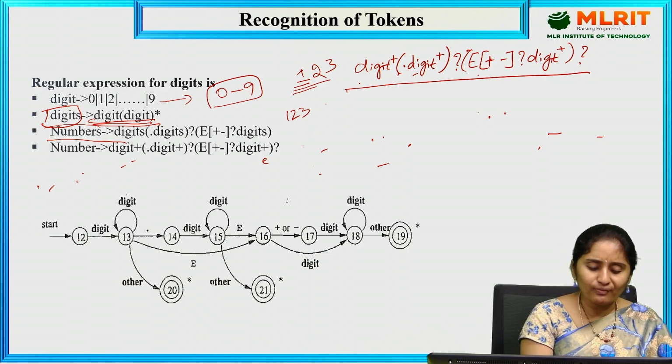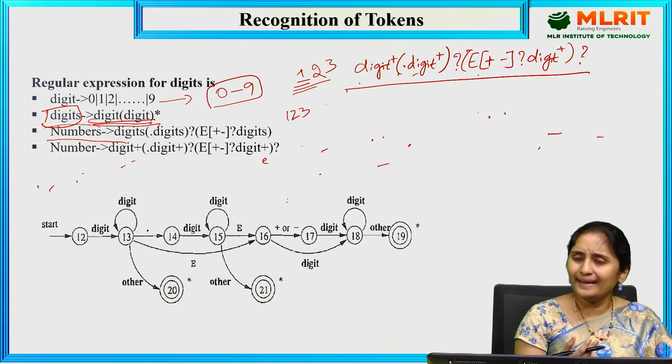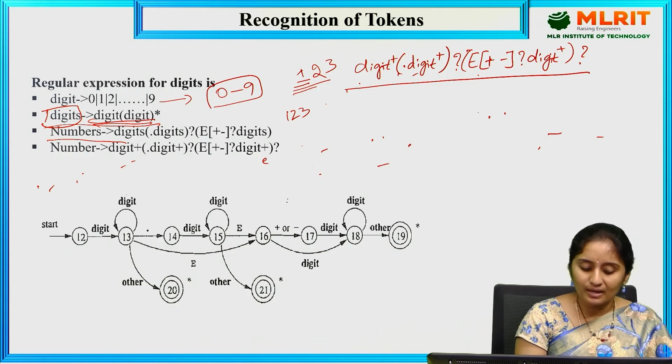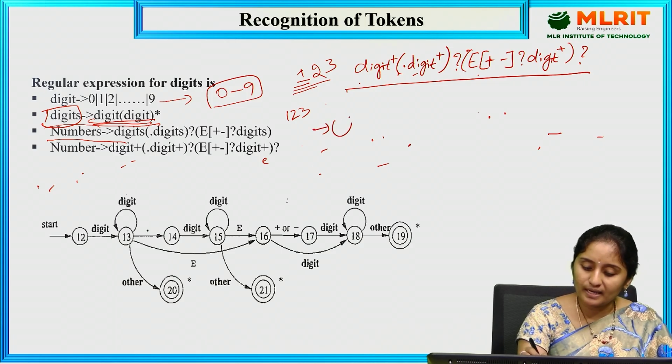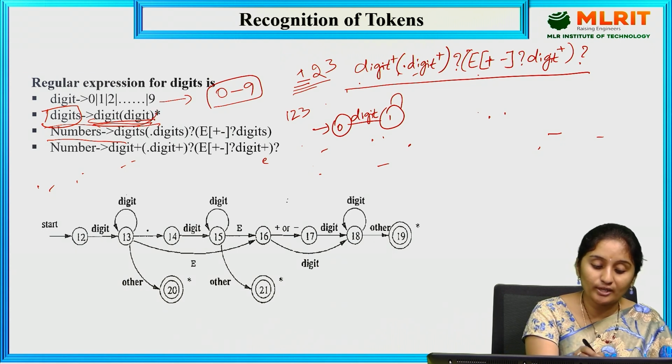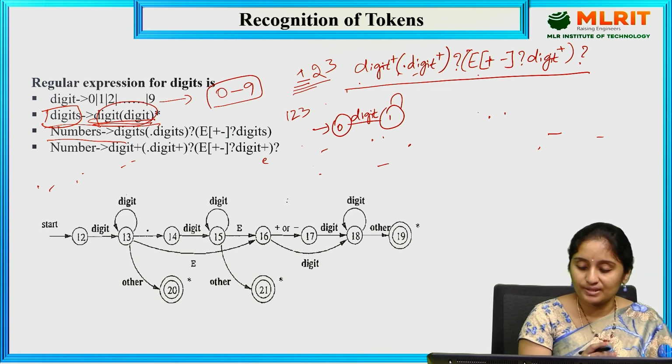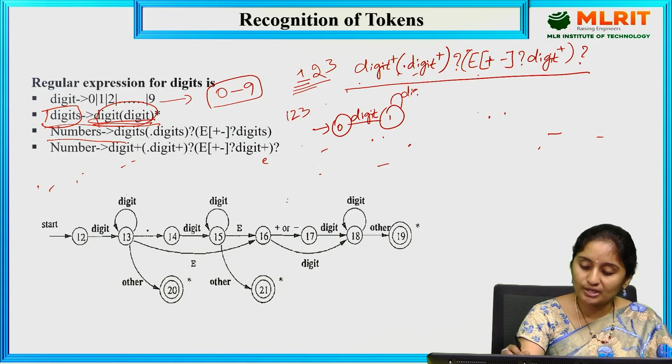The state names can be anything. I can take 1, 2, 3 or 12, any number. Here I have taken 12, 13 for my comfort. Let me draw state 0. First I have digit, and next it moves to the first state. Digit plus is digit of digit star, so it points to digit. The next I have is dot.